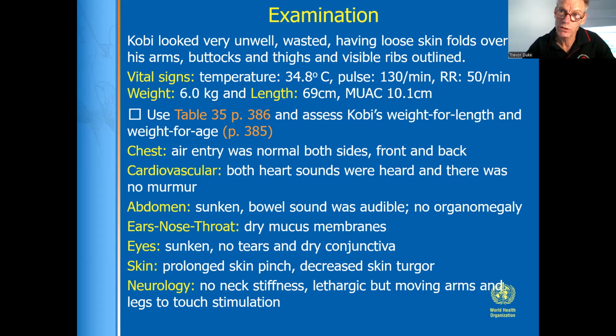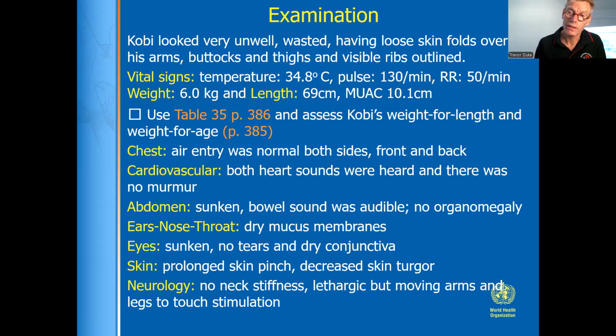Both heart sounds were heard, and there was no murmur. His abdomen was sunken, and his bowel sounds were audible, and his abdomen was very soft, mostly because of muscle wasting of the abdominal muscles, so the abdomen often feels very soft. He looked dry, he had dry mucous membranes, and his eyes were sunken with no tears and dry conjunctiva. So you've got a child with significant dehydration, at least moderate to severe dehydration. He had prolonged skin pinch and decreased skin turgor.